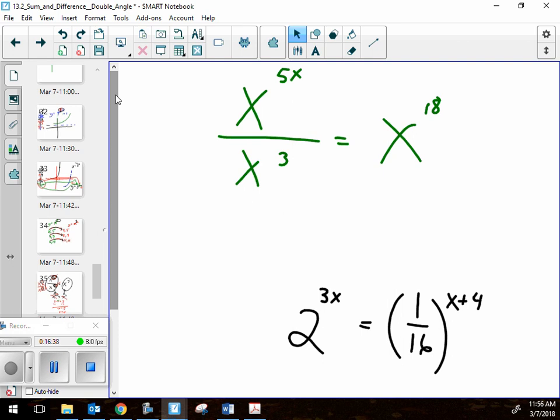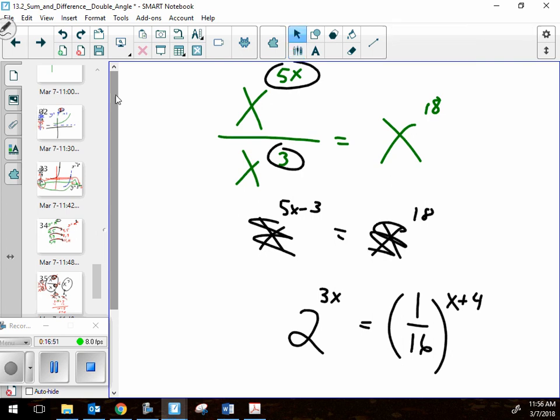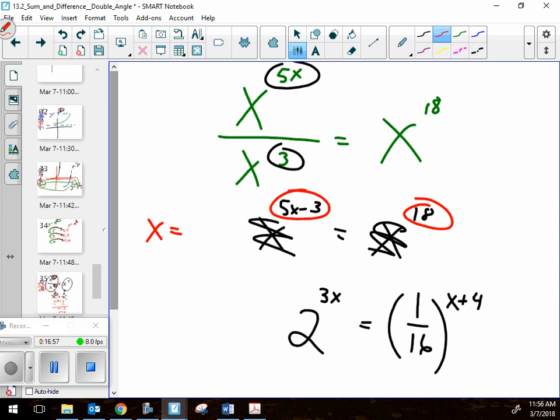So how do we set this up? X to the what equals x to the 18th? X to the 5x. Very nice. Because this is supposed to be subtracting that. Then these cancel. And then I have 5x minus 3 equals 18. Save me some time. What's the final answer? X equals? Is it really? Yeah, it is. You're right. Who had 21/5? Pretty sure that's right.